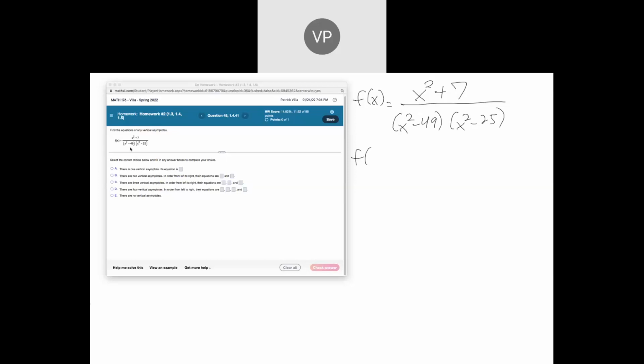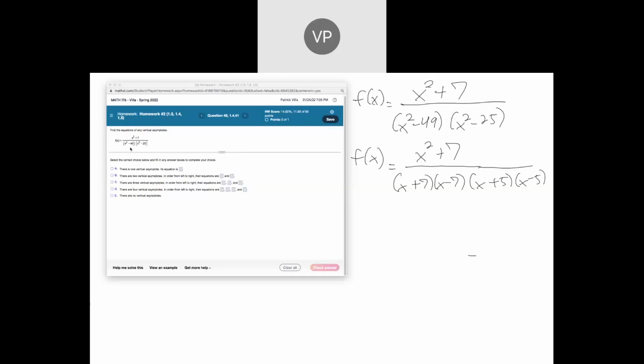Okay, now one of the first things I'm going to do in order to find the vertical asymptotes is I want to factor the top and the bottom. Now remember, this is a sum. It's an addition. It's not the difference of two squares, so you cannot factor that top anymore. The bottom, though, is a difference, so I can factor this into x plus 7, x minus 7, and this into x plus 5, x minus 5.